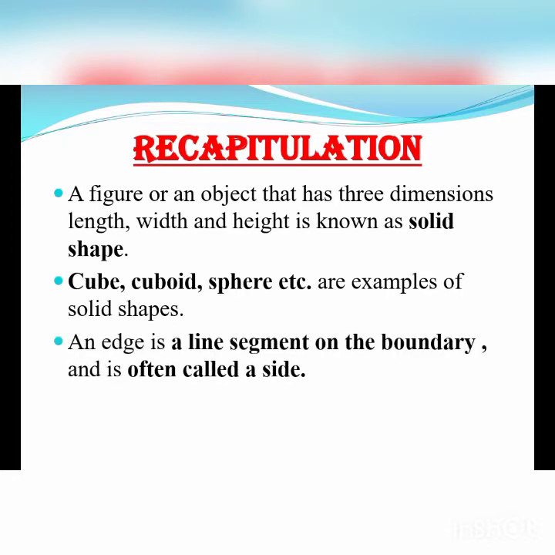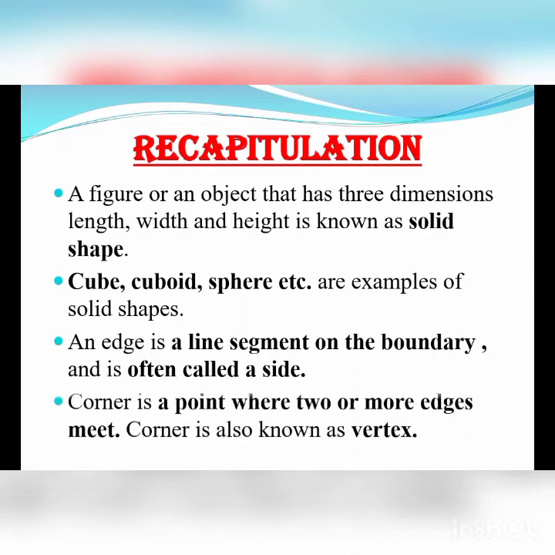An edge is a line segment on the boundary and is often called a side. Similarly, corner is a point where two or more edges meet. Corner is also known as vertex.